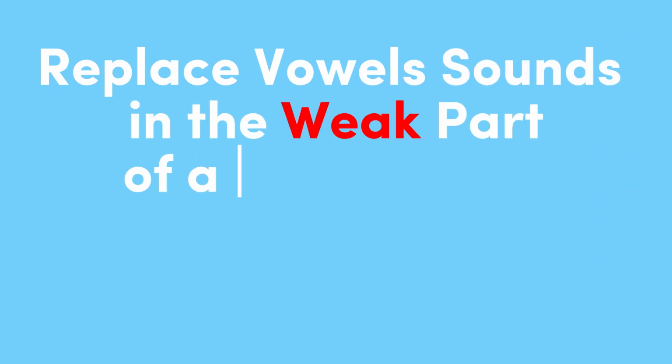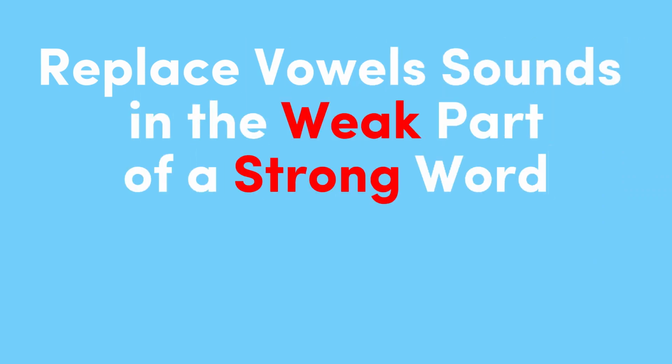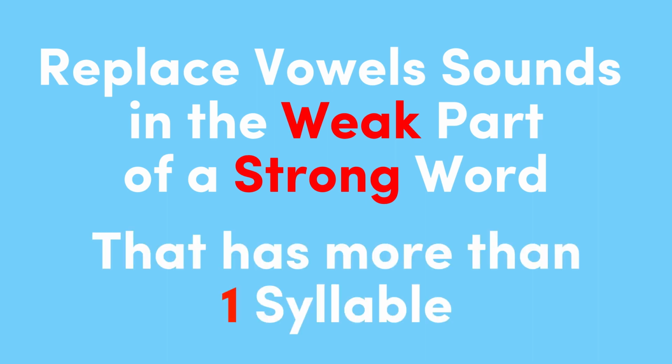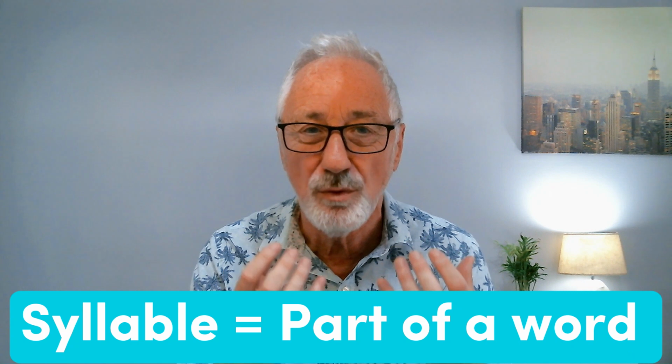We can also use the schwa sound to replace vowel sounds in the weak part of a strong word that has more than one syllable. Syllable just means a part of a word. For example, this word has two syllables, po and lease. You'll quickly, automatically learn which is the strong part and which is the weak part.